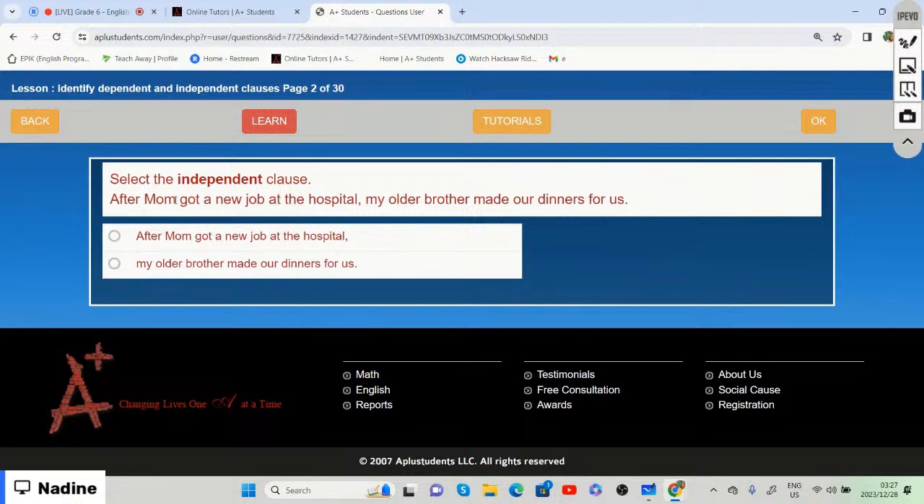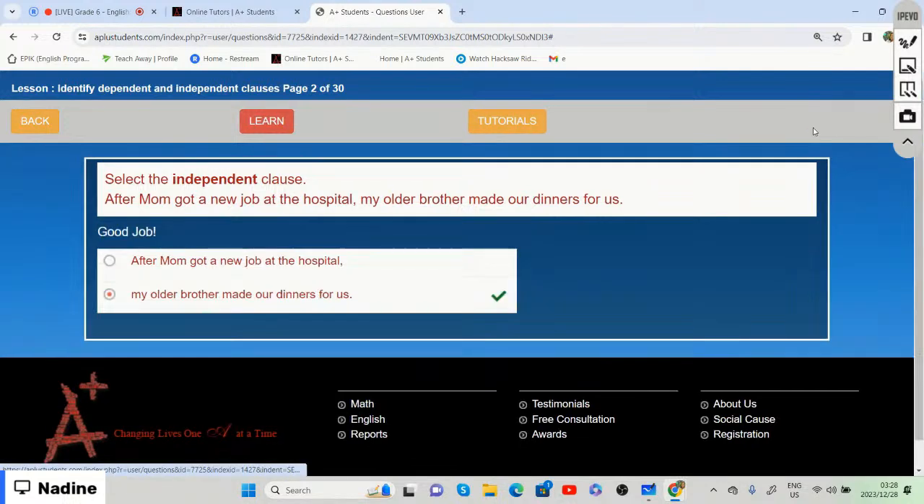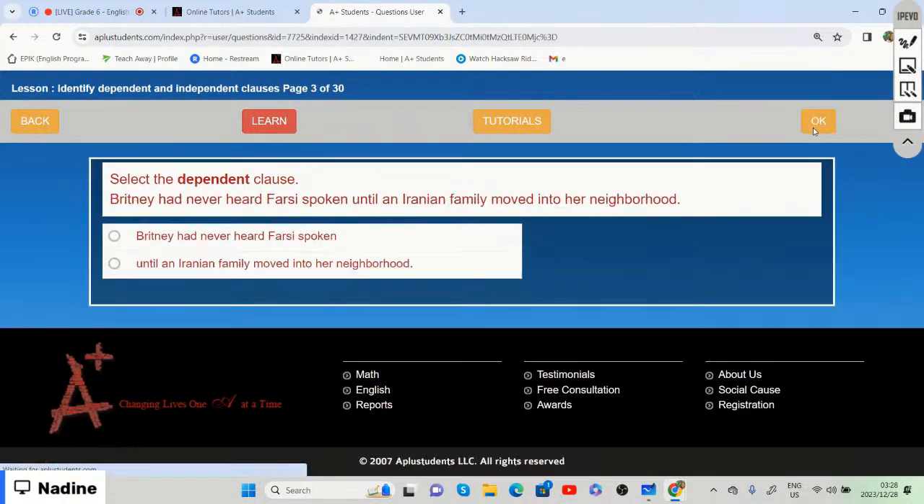And if we select the independent clause, we can say "my older brother made our dinners for us." And that is the independent clause. My older brother made dinners for us.